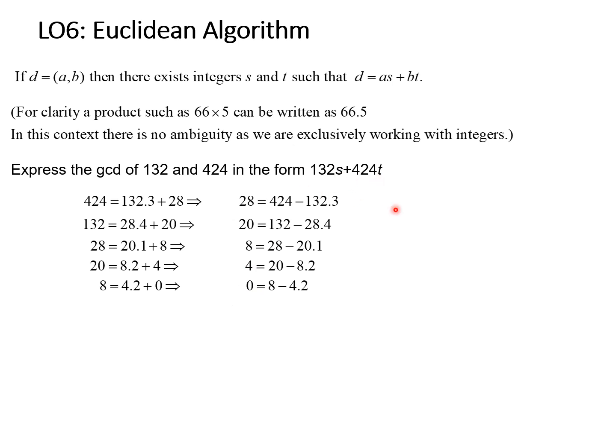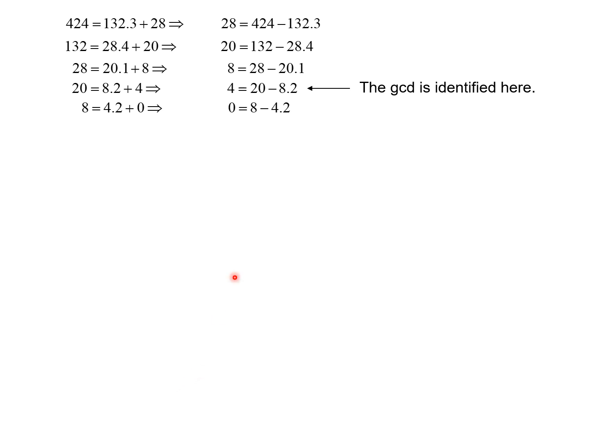So in order to get that, we're going to work line by line. The greatest common divisor here was identified at this line. We continue with the same working from the previous slide. We start off with the lowest line, with the lowest value first. 4 equals 20 minus 2 times 8.